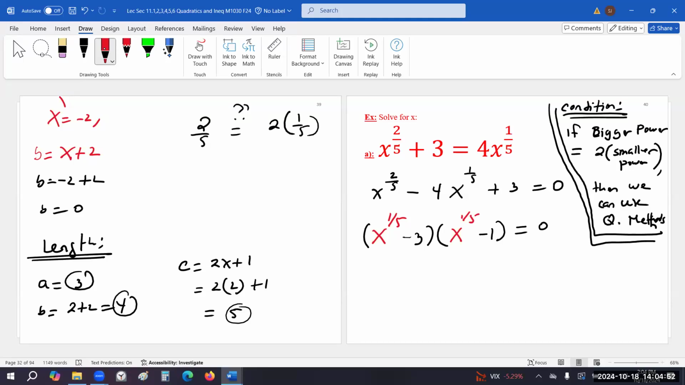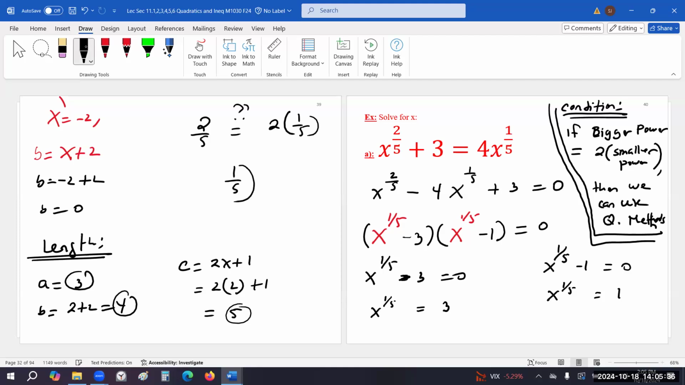And now we know how to solve this, right? Anytime the product of two things equals 0, what do we do next? We set each of them to be 0. x to the 1/5 minus 3 is 0, and x to the 1/5 minus 1 is 0. That tells us x to the 1/5 is 3 and x to the 1/5 is 1. And now we have another problem. This is solve for x, not x to the 1/5. Great, the 1/5 will vanish if you multiply by 5. If you have 1/5 and multiply by 5, they cancel out. We multiply both sides of both equations by 5. They cancel out, and we get our x alone.